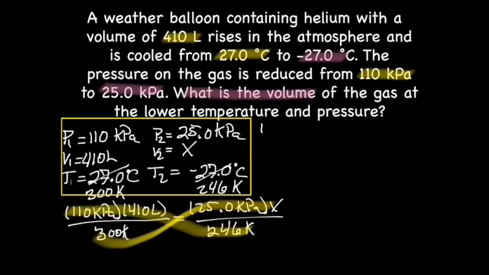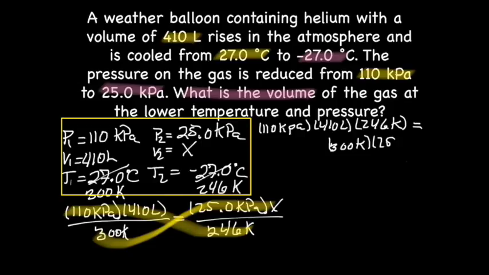110 kPa times 410 liters times 246 K equals 300 K times 25 kPa times x. All right, so let's go ahead and do our multiplication there.